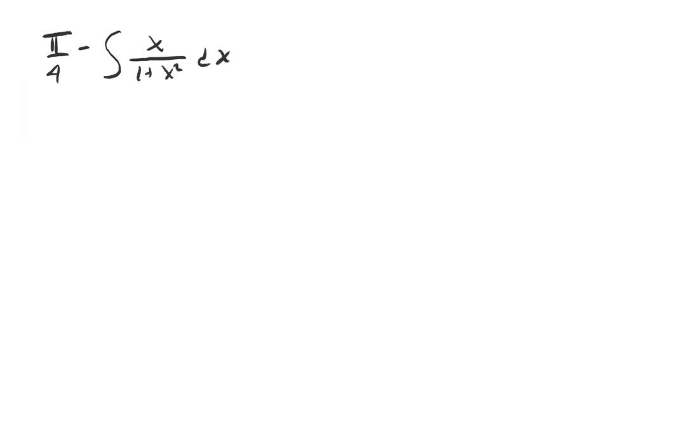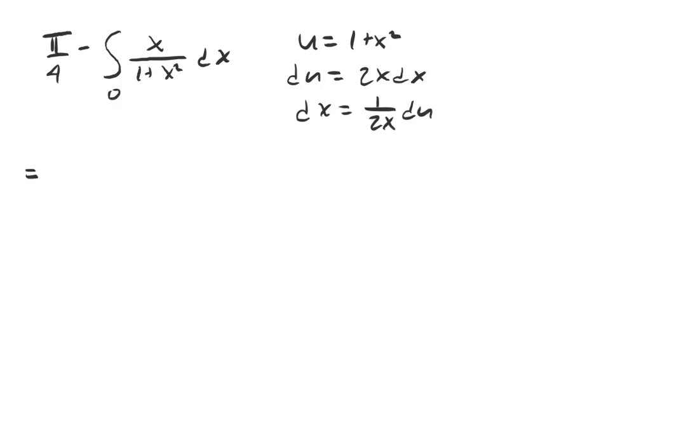So I have pi over 4 minus the integral of x over 1 plus x squared dx. Let's try a u substitution. u is 1 plus x squared. du is 2x dx. So dx is 1 over 2x du. Sorry, I'm integrating from 0 to 1. So if I'm integrating x over 1 plus x squared between 0 and 1, I'm going to change these integration bounds. You'll remember that I treat u as a function of x. I just plug in my original bounds. u of 0 is 1. u of 1 is 1 plus 1 squared, so 2.